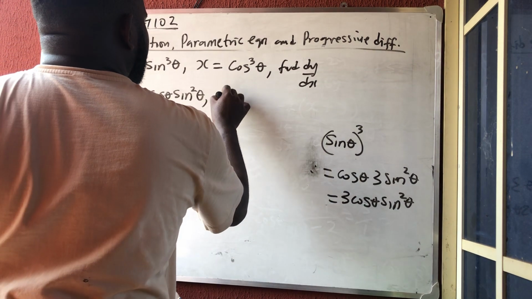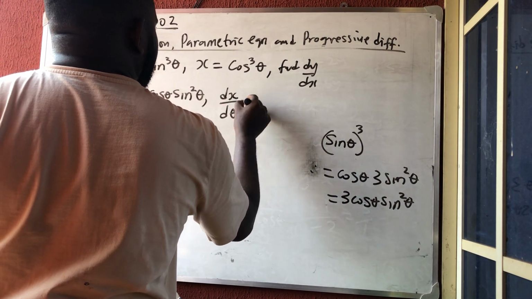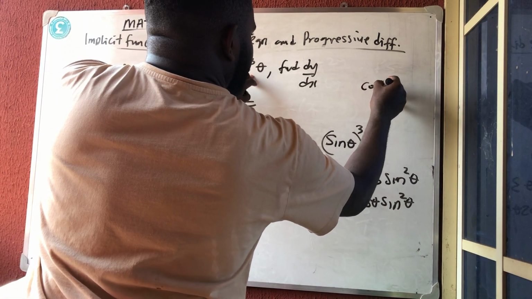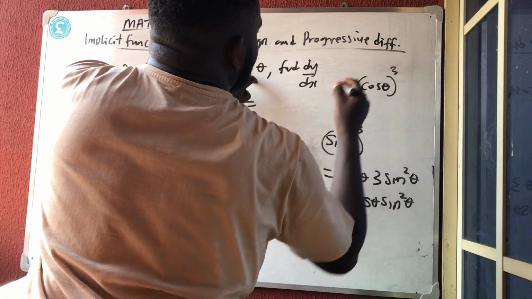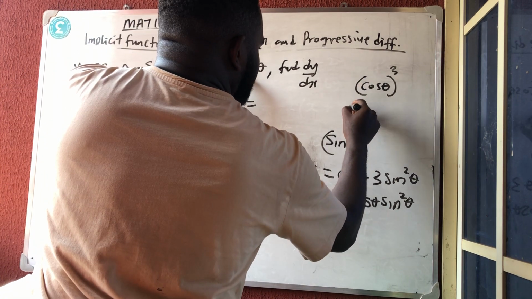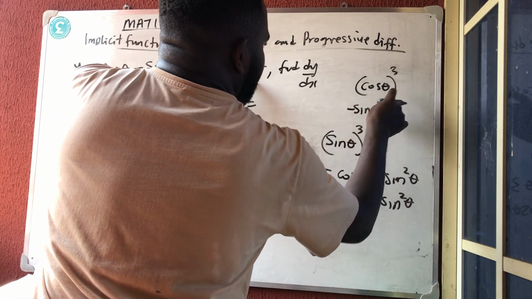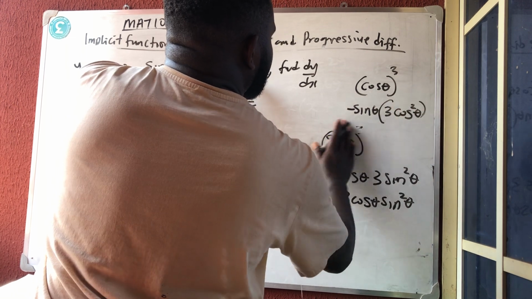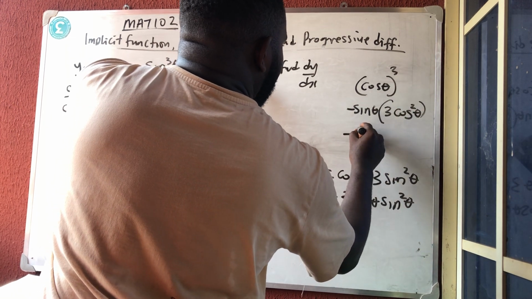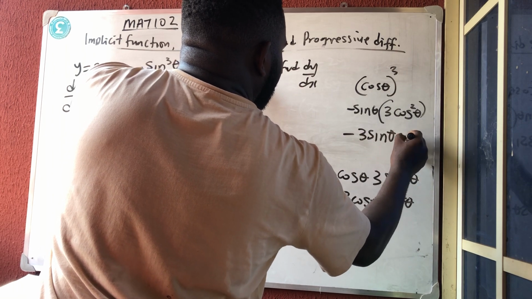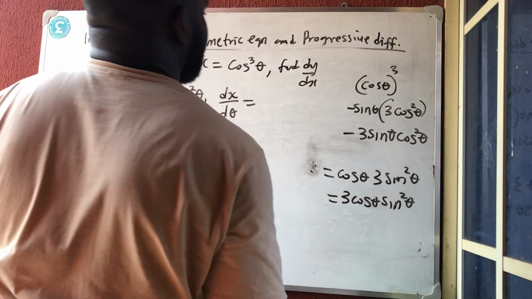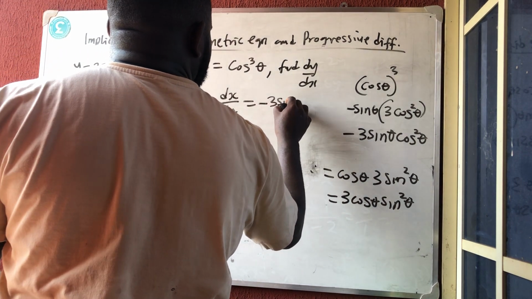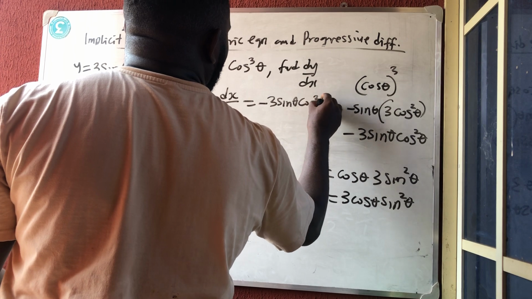Now for these two, dx d theta should be what? The same thing I told you for here. This one should be cos theta all cube, which is what? Differentiate the bracket, which is what? Minus sine theta. Differentiate everything. I'm going to have what? 3 cos square theta. So my answer for that is now what? Minus 3 sine theta cos square theta. Okay. So I'm having minus 3 sine theta cos square theta.